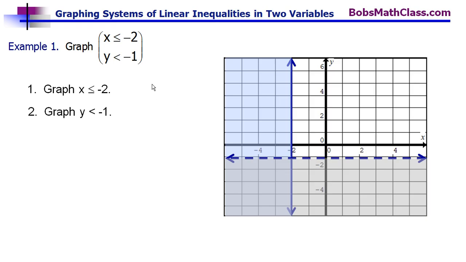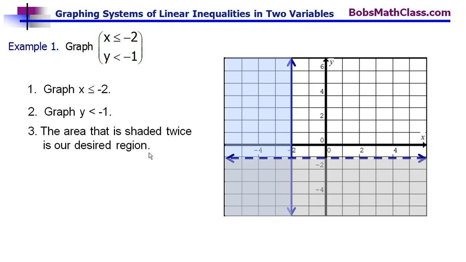Now the answer is the area that was shaded twice. Well, that is our desired region. So which area was shaded twice? It's this region right here. We probably shouldn't have even shaded this, so always do so very lightly, because that's not the solution. The solution is the area that we shaded twice. So we'll go ahead and darken that a little bit more, just to indicate that that is our solution.